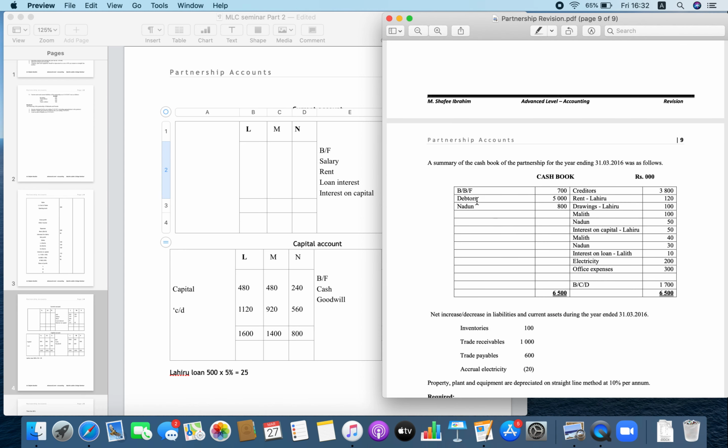Right guys, last part, a summary of the cash book. So what I want you to do is in your tute, go to the cash book. This side please label it as debit, this side please label it as credit. Now guys, balance brought forward is not necessary for this question.